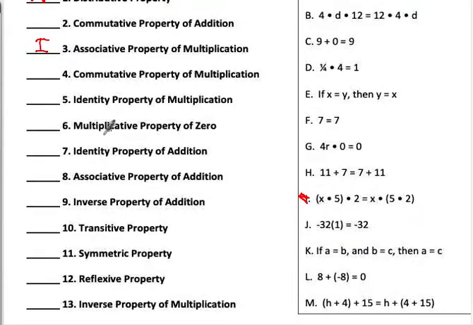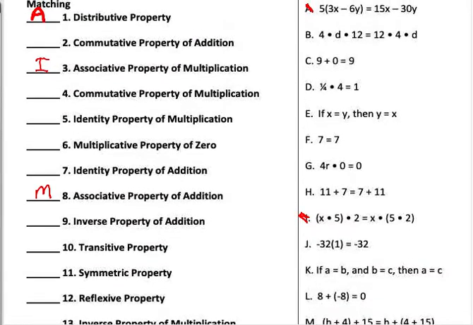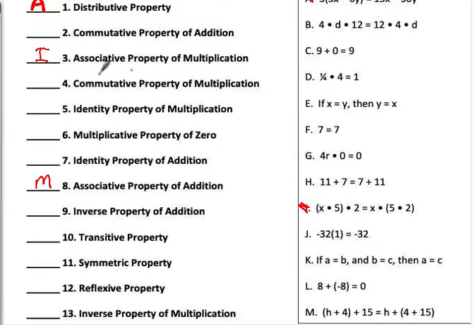There should be another associative property of addition. So what's that one going to be? M. It's got parentheses. It's got addition. It changes the grouping of the items in the parentheses. So associative property of addition should be M on this list. Okay, so that one is fairly simple.